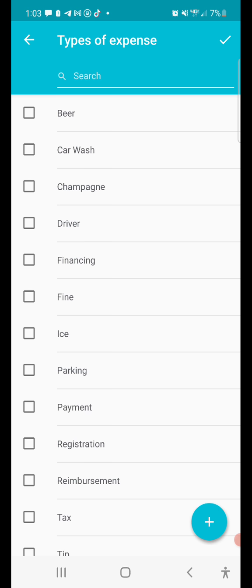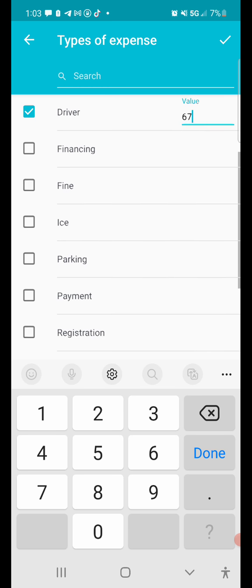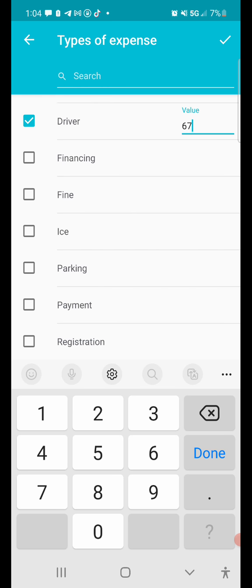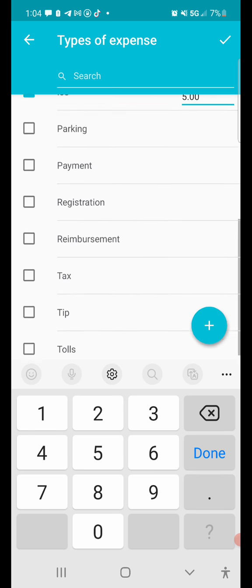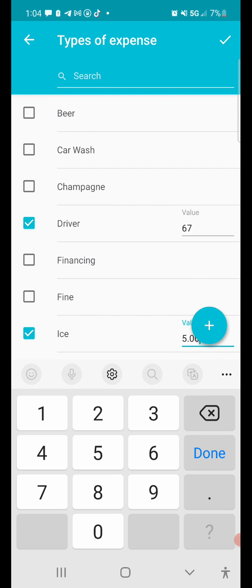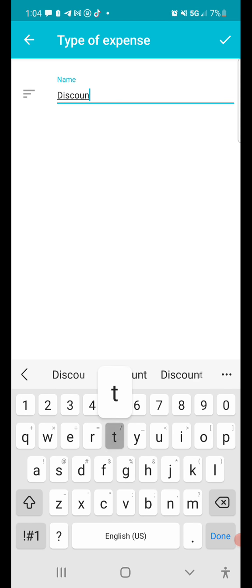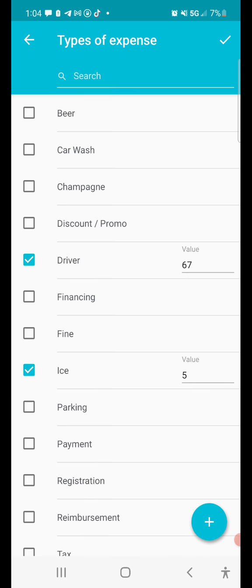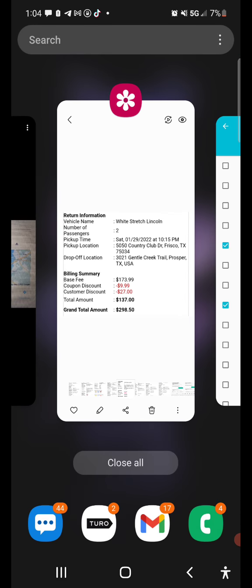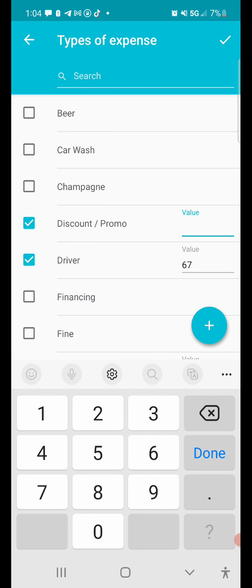I don't know the odometer. We're going to have driver's expenses. At 67, we got most likely some ice. And then we've got the discounts. So see, discount isn't in there, so we'll add that as a discount/promo. And that was $9.99, $27.